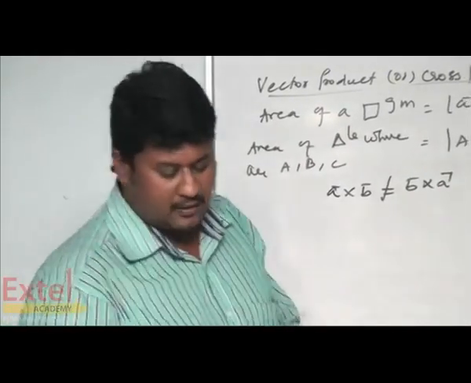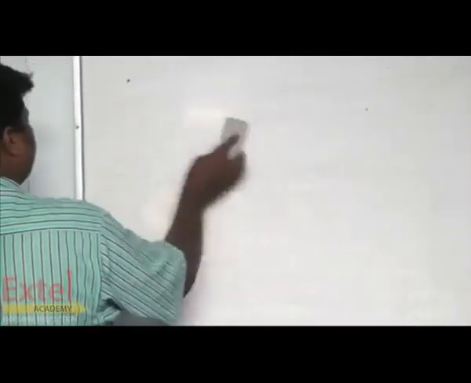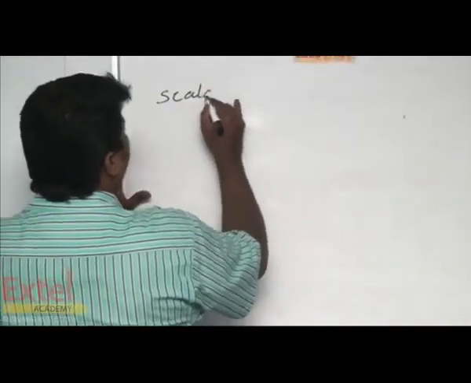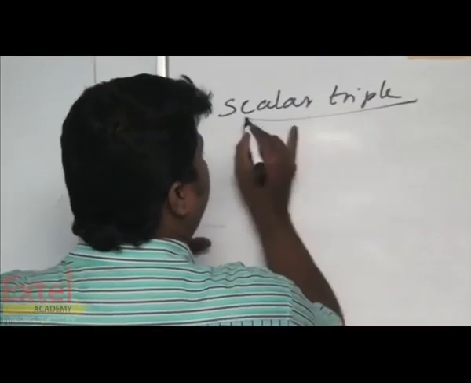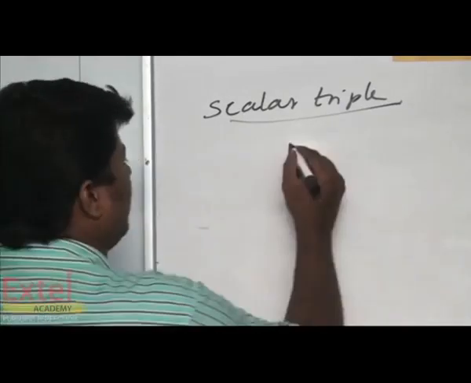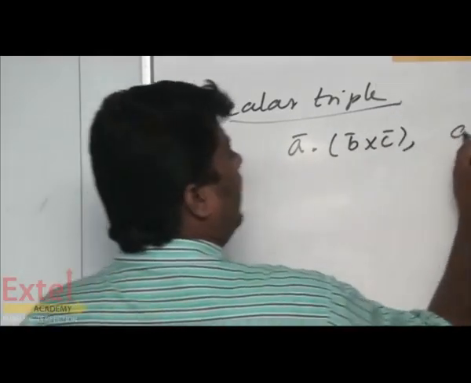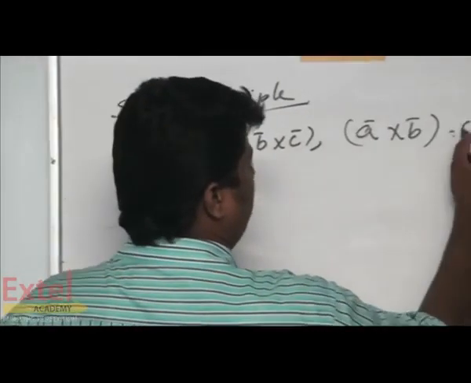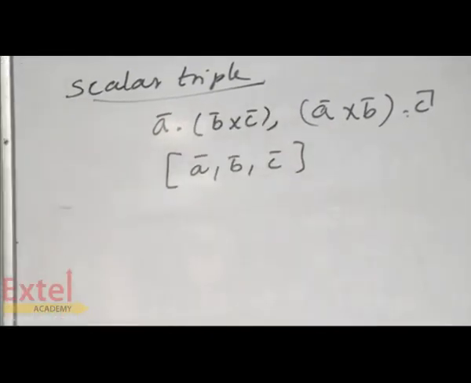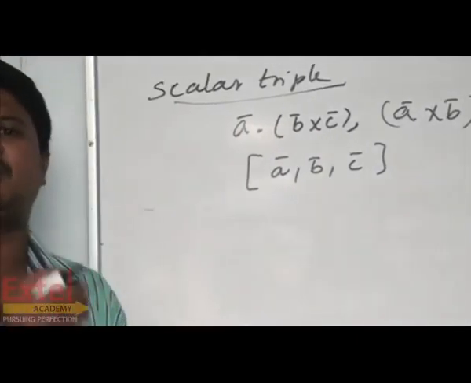Let us go for your scalar triple product. If A vector, B vector, C vector are any three vectors, then your scalar triple product is A vector dot B vector cross C vector, or A vector cross B vector dot C vector. Otherwise it is denoted by box of A comma B comma C. So this is said to be the scalar triple product. Box of A, B, C is the determinant of A, B, C.